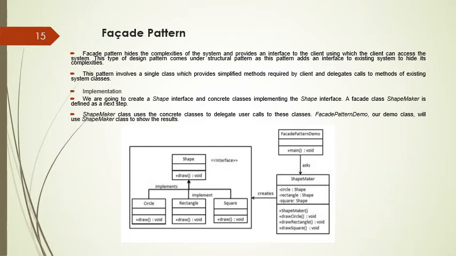We create a shape interface and concrete classes implementing the shape interface. A facade class ShapeMaker is defined as a next step. ShapeMaker class uses the concrete classes to delegate user calls to these classes. Facade pattern demo is the demo class which will use ShapeMaker class to show the results.